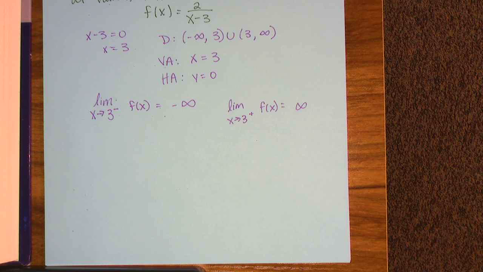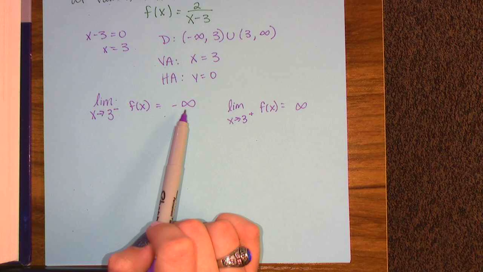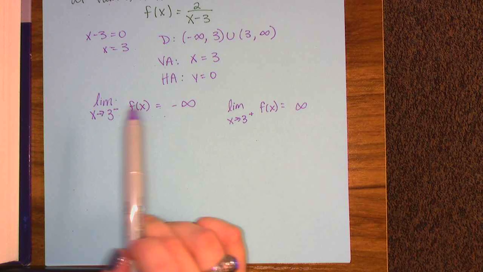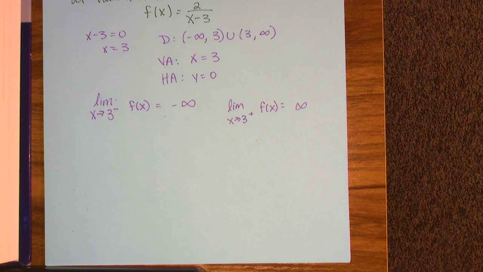Okay, a good rule of thumb is if you have a number here for the limit, the whole thing's going to either infinity or negative infinity. If you have an infinity here or a negative infinity, oftentimes it's going to a number. Okay, not all the time, but oftentimes.